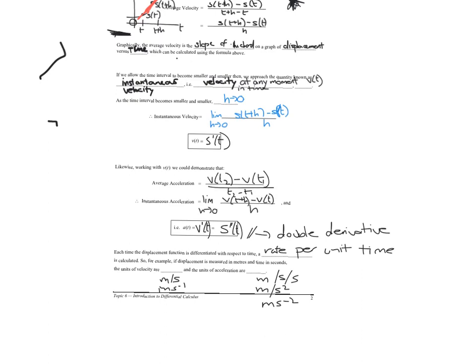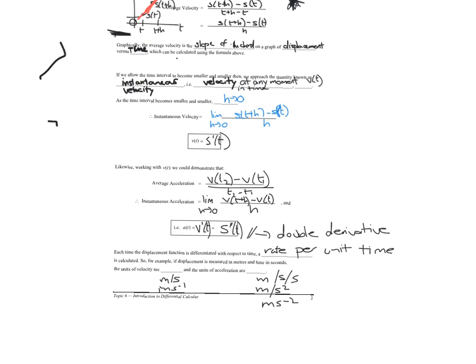So each time we differentiate this displacement function that we had up the top here, we get a rate per unit time calculated. If we're putting units, which we have to, we'd get the units of velocity, which are meters per second, or you could write it like this. And then we get the unit of acceleration, which is meters per second squared, or meters per second to the -2, whichever one you're feeling like. So I've just copied the explanation for why the acceleration is the way it is, if you're interested.